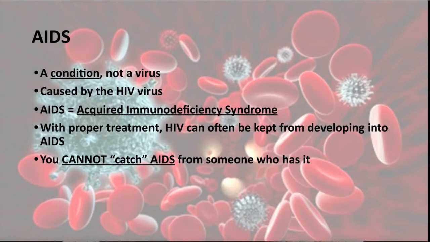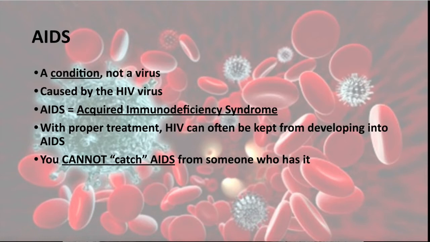So if someone has AIDS and you are sexually intimate without protection, it is possible to get HIV from someone with AIDS, but just, for example, sitting and talking with that person, you cannot get HIV from them in that manner.